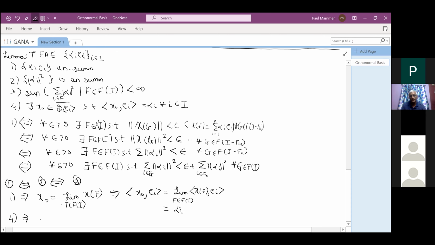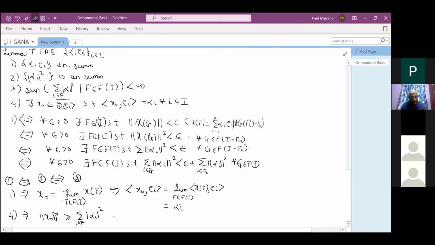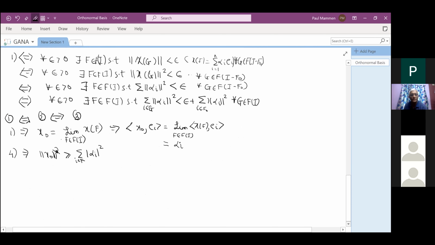And if I have 4, more importantly, by Bessel's inequality, I have mod of x naught squared is greater than or equal to the sum over i in F. And so this is bounded above, and so 3 also holds. So we have that all of these are equivalent.